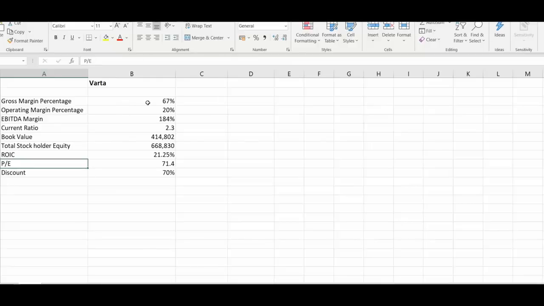So gross margin percentage is around 67%, and guys, this is really high. An average good gross margin is considered to be around 30%, and this is 67%, which is amazing. Now operating margin percentage of 20% is also really good.